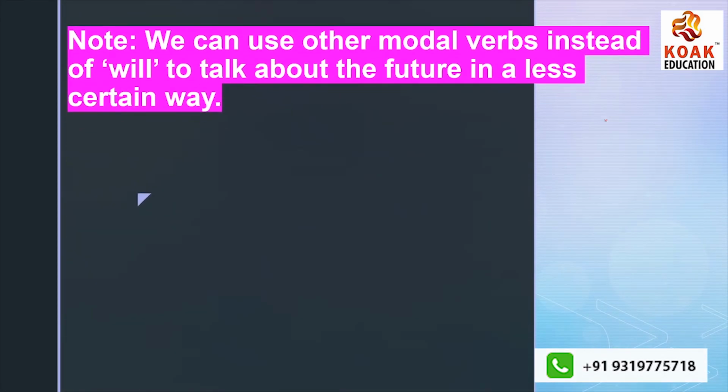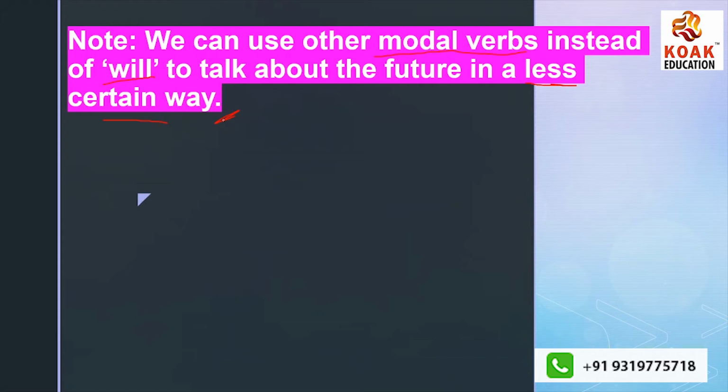But now here, what to do when we have to use other frames instead of will? Let's talk about it. We can use other modal verbs instead of will to talk about the future in a less certain way. It is not always necessary that you use will to talk about your future. You can also make use of other modal verbs, but in a less certain way, which means there would be less surety and certainty of that action taking place. But yes, you can make use of these modal verbs also instead of will.